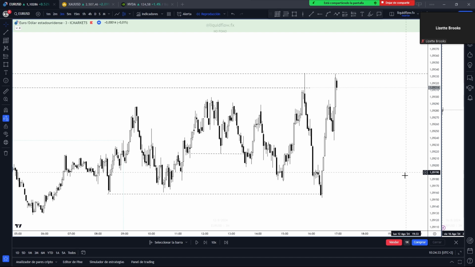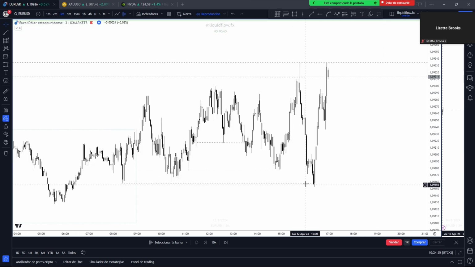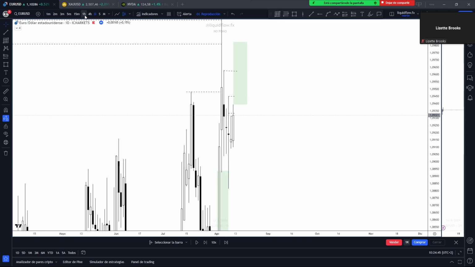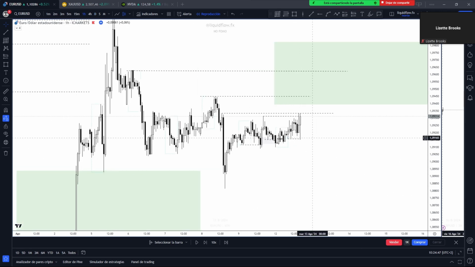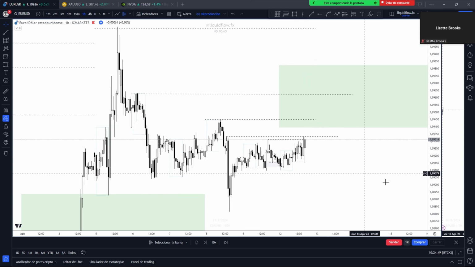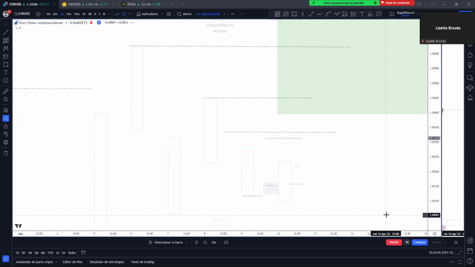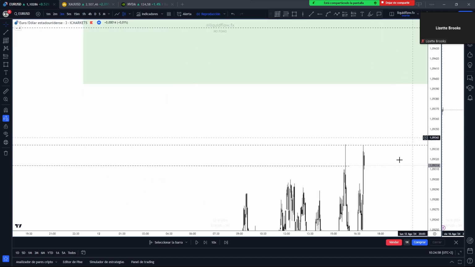So which one is our high probability trade? It's this one from here. Actually, it's this one from here. Why? Again, we are in a bullish market. We sweep this liquidity. We have that stop hunt, and we go over this 1, 2, 3. So what can we do again?